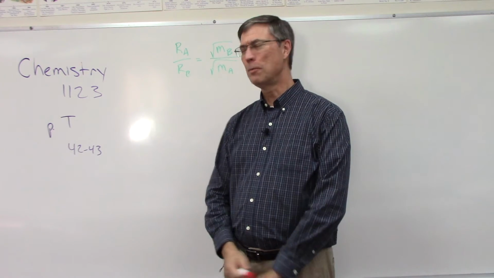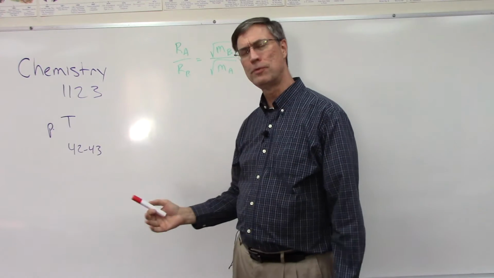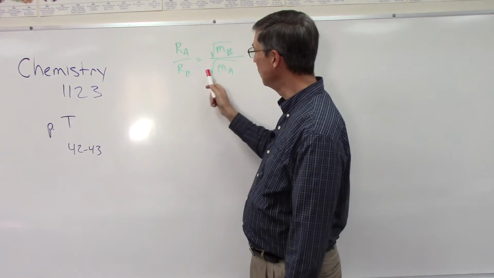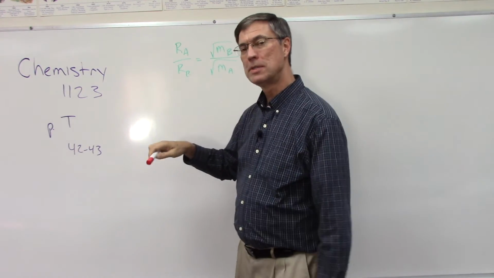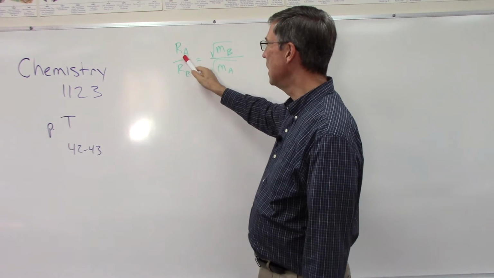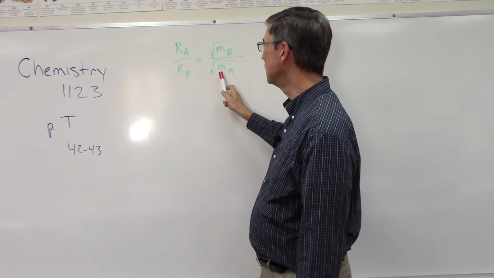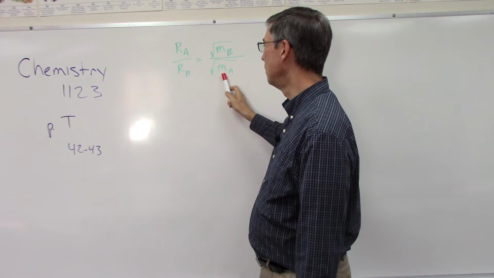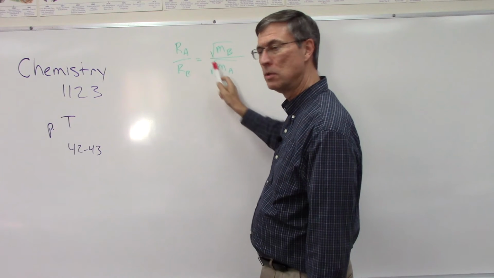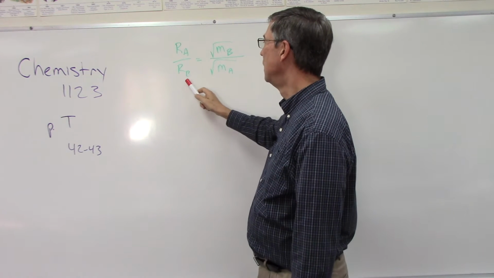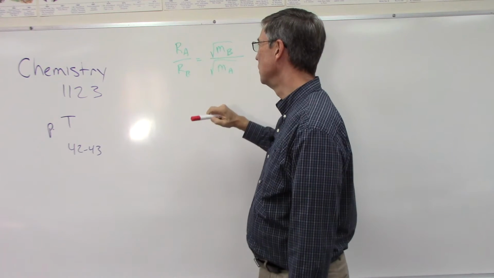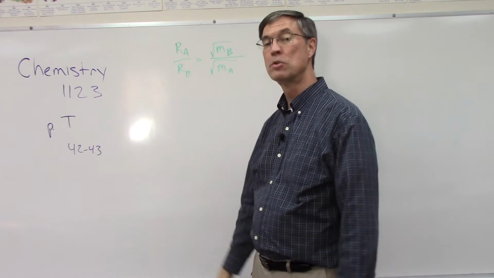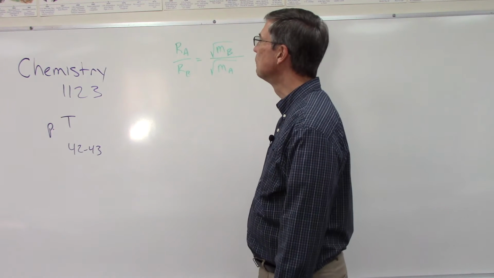And the formula isn't really too hard to use, a little different. We have some square roots in here. It does tell us that the rate of gas A, notice that the square root of the molar mass is on the bottom, okay? So it's inversely proportional. For rate B, put the mass up here on the top. So this is the way we set up inversely proportional equations.